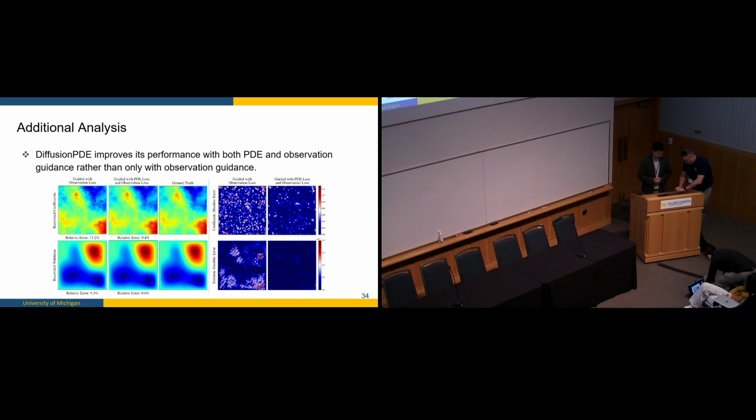All right. So we're trying to compare whether this PDE loss actually helps, because if you remember, we have the observation loss and the PDE loss. As you can see here, this is the error map that shows the result with both PDE and the observation guidance. The left is the one that only has the observation guidance, and you can see that the PDE loss really helps in reducing the error.